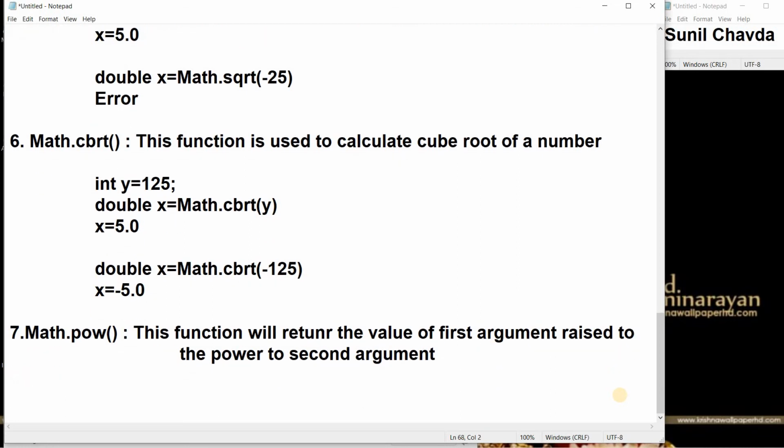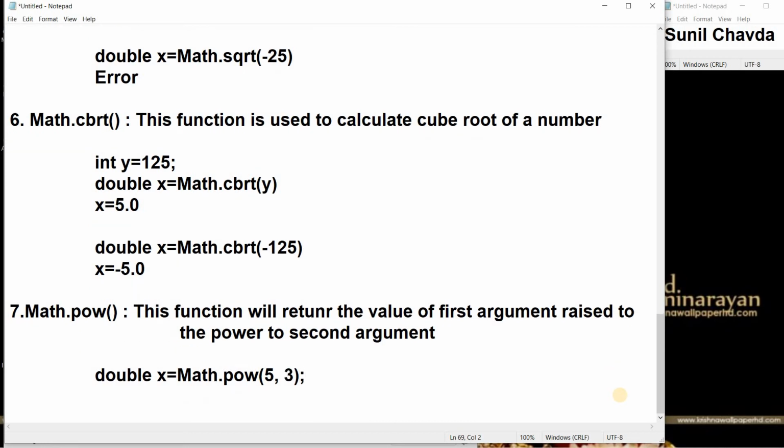One more time, Math.pow is a double kind of function, so it will return the answer in the form of double. So I am writing Math.pow 5, that is my base, and 3 is my power. What is 5 raised to 3? Yes children, it is 125.0. You can provide values with a point, and you can provide values without a point also.